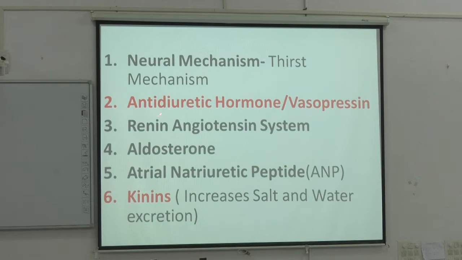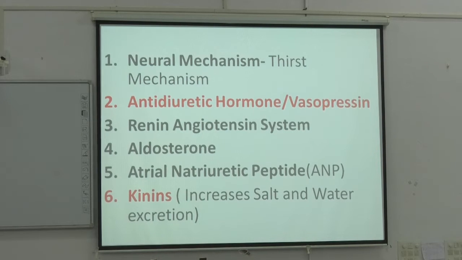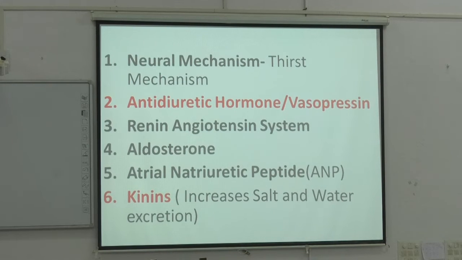Now the second one is antidiuretic hormone, vasopressin. You already know when there is a disturbance of the secretion of this ADH hormone, which disease is caused? Yes, diabetes insipidus. Diabetes insipidus is one of several types of diabetes, and it is related with antidiuretic hormone.